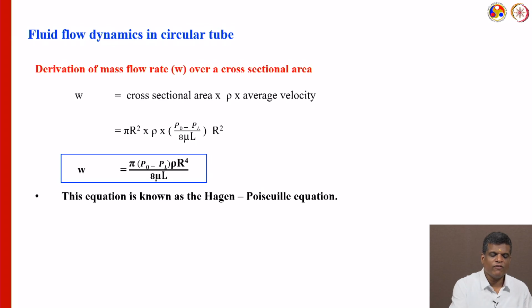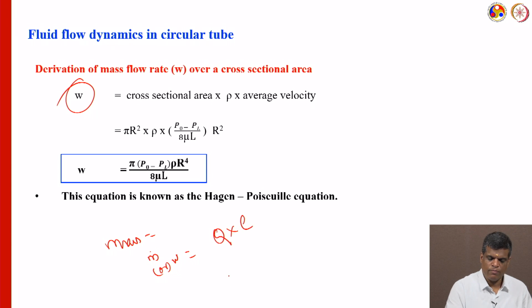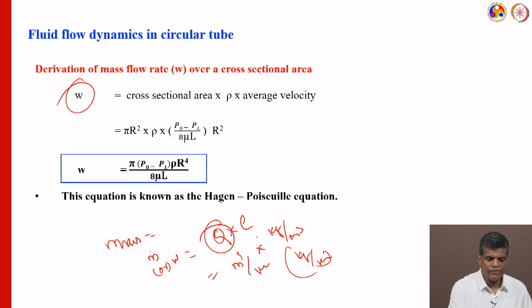So, with the volumetric flow rate, what is the mass flow rate? For mass flow rate we always use M or W, whatever you want to write here. So it is Q into rho, because Q is the volumetric flow rate in meter cube per second and density is in kg per meter cube. So the unit is kg per second; mass flow rate is in kg per second. We get pi (P naught minus PL) rho of this one.